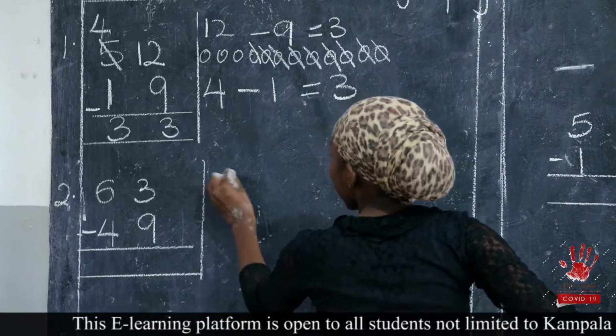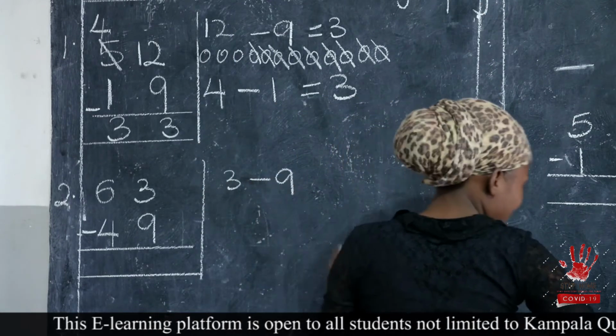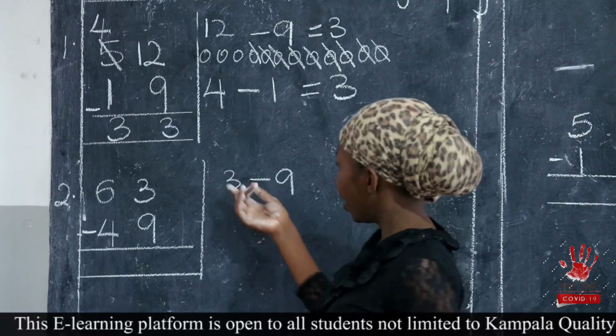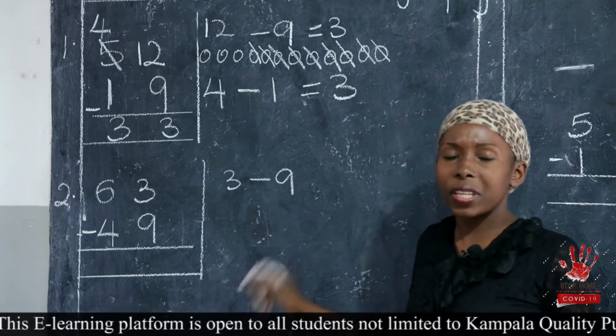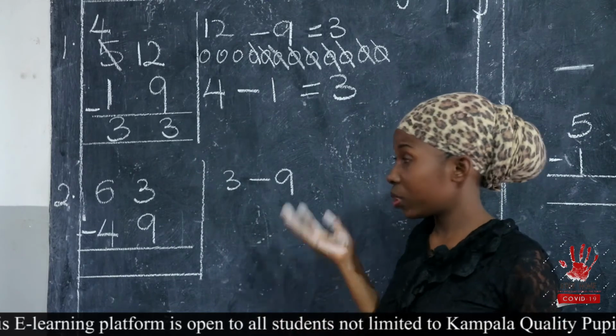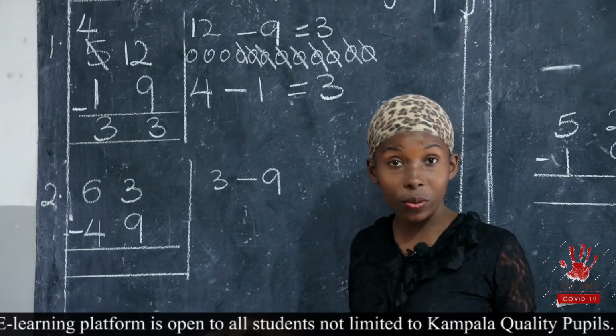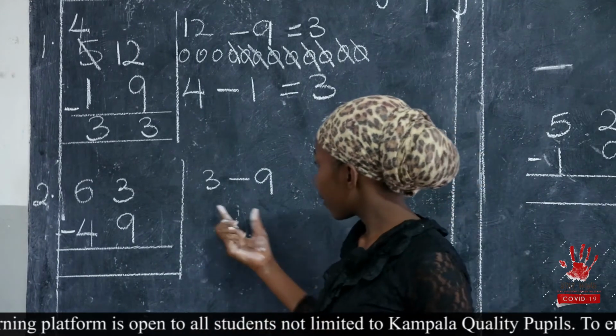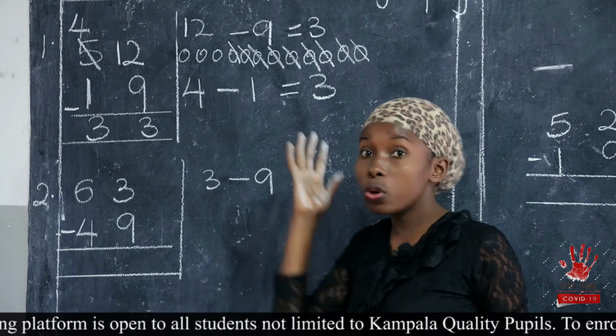So I'll say 3 take away 9. That's so difficult. So we can't take away 9 from 3. That is very difficult. So what do I do? Still, like I told you, what do we do? Do we just look on? No, we don't look on. 3 take away 9 is impossible, so we'll move to the neighbor.